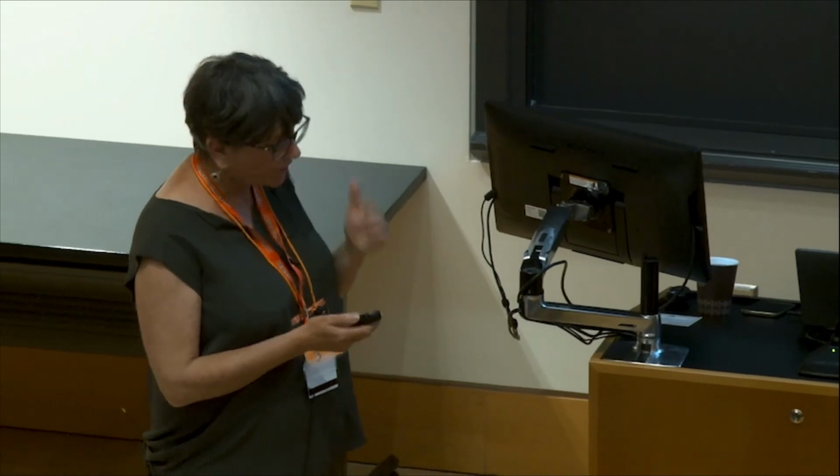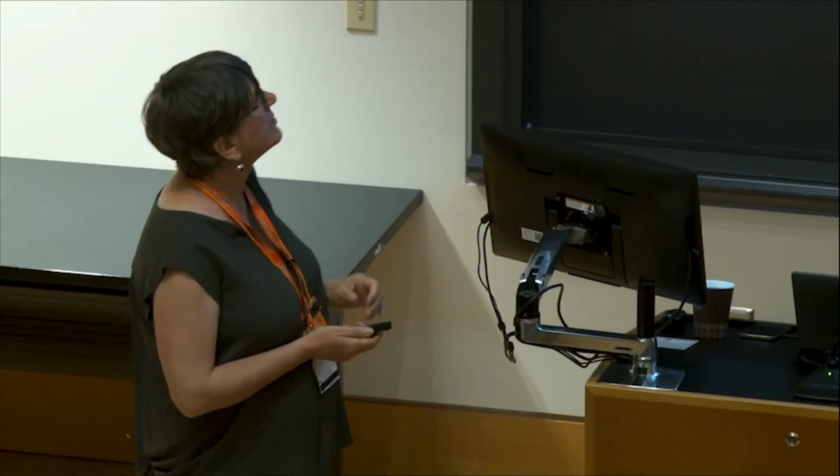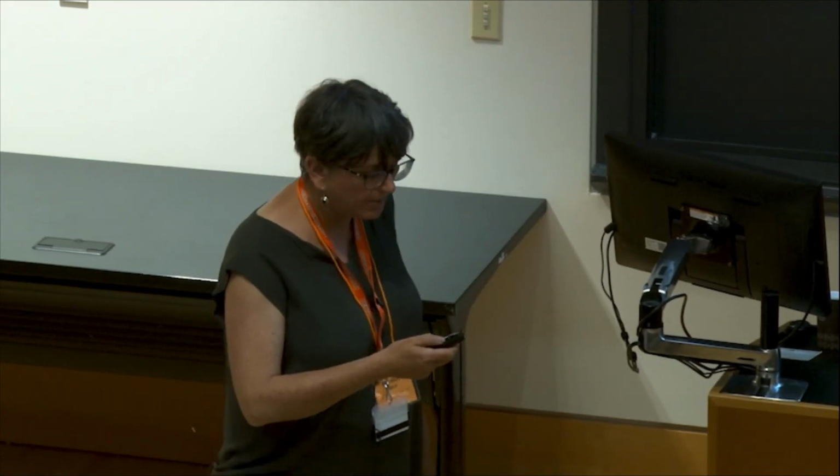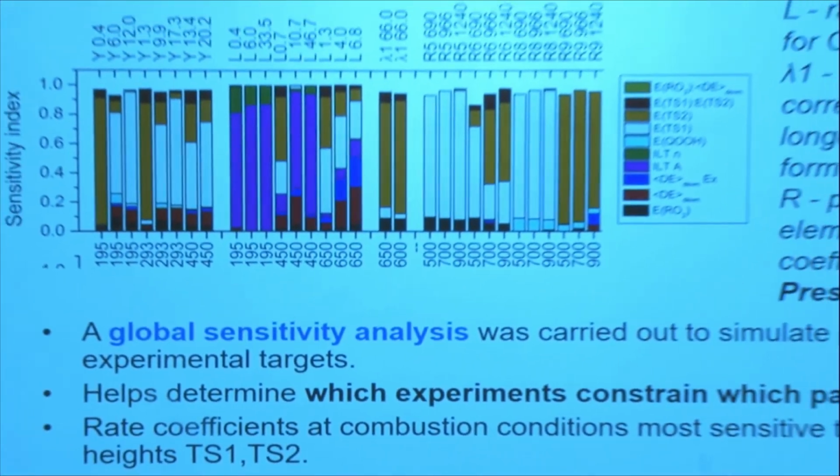And so to do that, what we're doing is we're allowing the input parameters to vary. So again, we're using a kind of Monte Carlo approach here. And then we're doing a sensitivity analysis approach to say, okay, if we simulate experimental data, which of those experiments is going to help us best constrain the inputs to our model? I'll try and explain that a little bit better from this diagram.